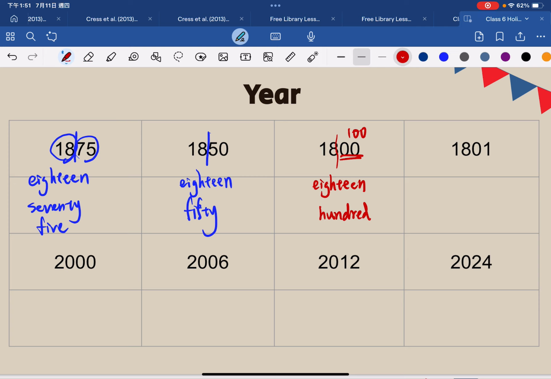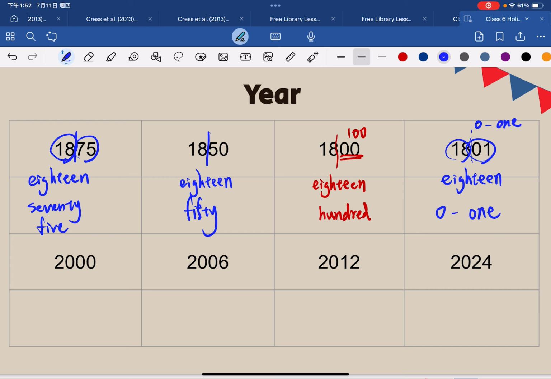Then the next one, we have 1801. How would we say this? Here, we also separate the numbers into two groups. The first group is 18, and the second group is 0 and 1. But when we say 0, it slows down our speech, right? So what will we say? We will say 'oh one'. So it is 18 oh one, like the letter O.